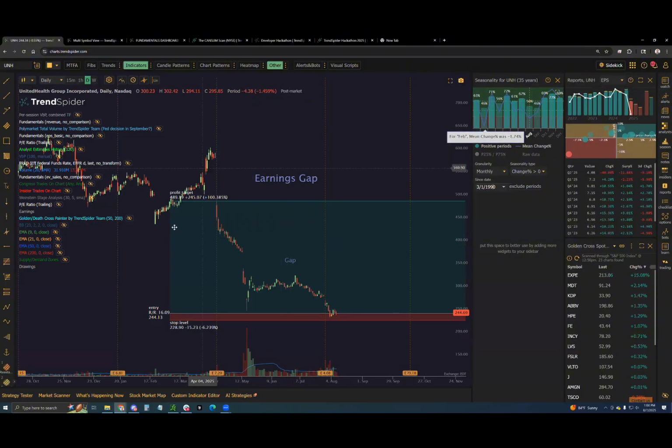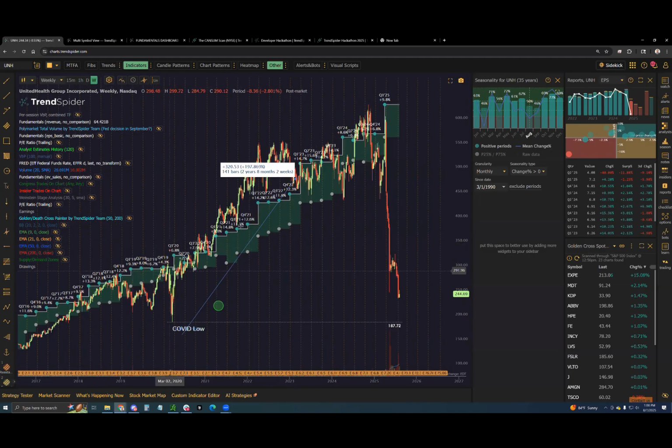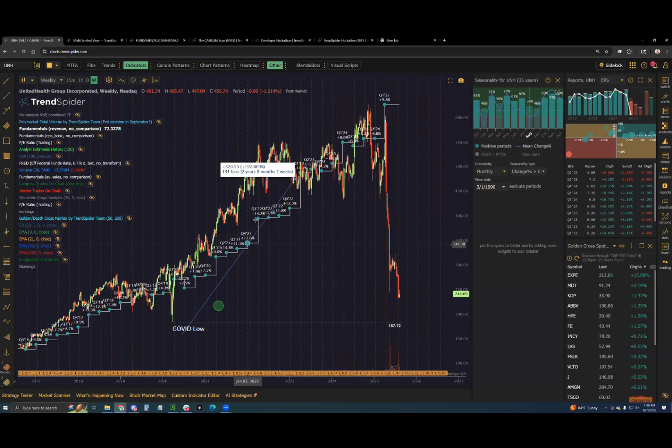And yeah, just fundamental data in general. You can plot it on your chart. Like I think someone asked about revenue. You can actually plot revenue directly on the chart. This is the revenue line of UNH. And you can take this off if you want just a line. And yeah, it'll plot you revenue by quarter on the chart.